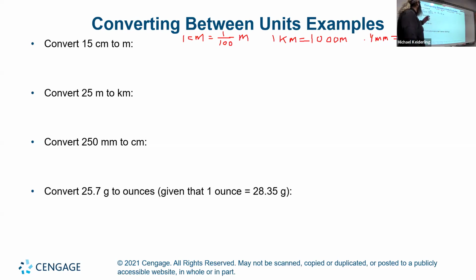Now here we have 25 meters to kilometers. We have 25 meters, and we'd like it to be in kilometers. Well, 1 kilometer is 1,000 meters. So we're dividing by 1,000. So we'll move the decimal place 3 places to the left. So it's 0.025 kilometers.